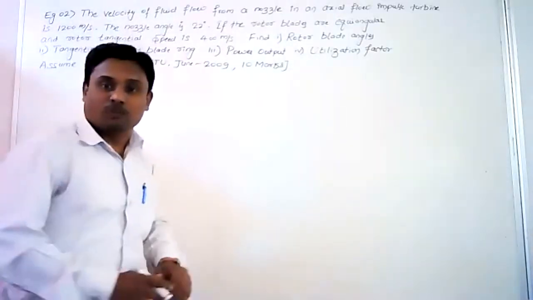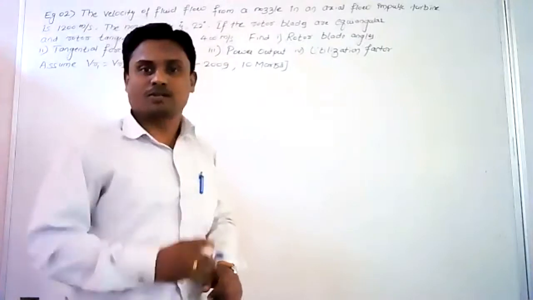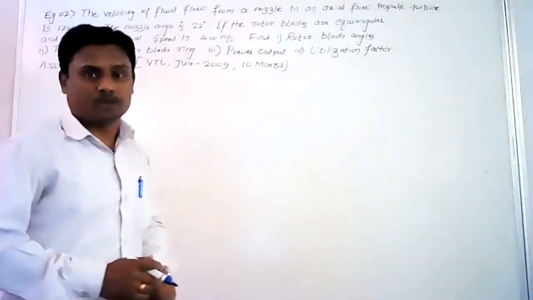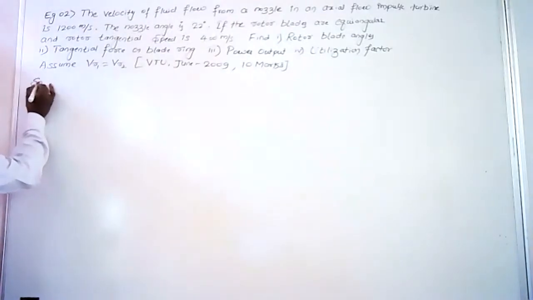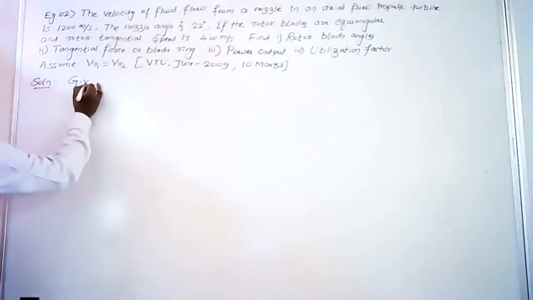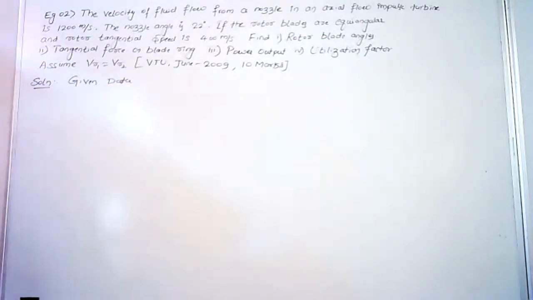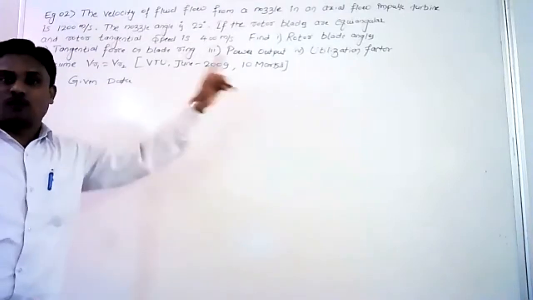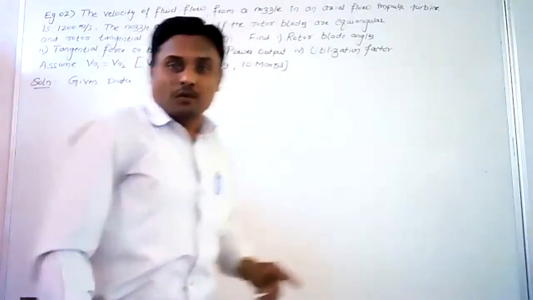So this was an asked numerical in the year June 2009 for 10 marks. Such numericals are very important from your examination point of view. Look here. After reading the problem carefully, we have to write down the given data. The type of turbine is an axial flow impulse turbine.